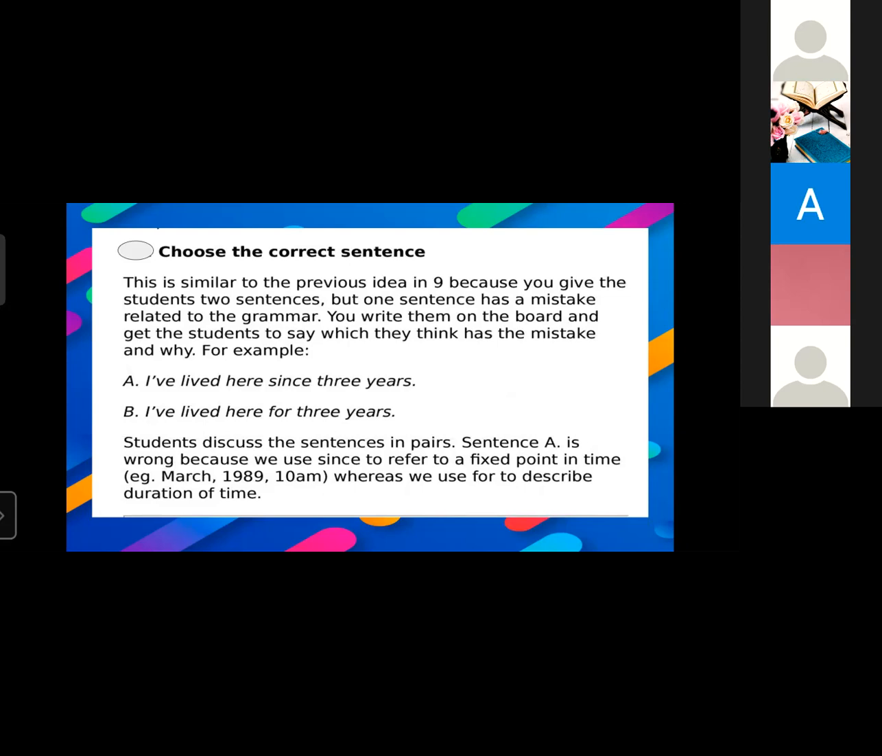This is similar to the previous idea because we give the students 2 sentences, and we ask them which one is correct. And you begin to ask them about the tenses. Is it present simple? Is it present perfect? And so on. So you can tell them to choose the correct sentence, but it depends on their previous background to choose or to correct the mistakes, okay?